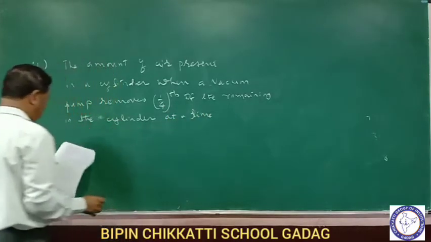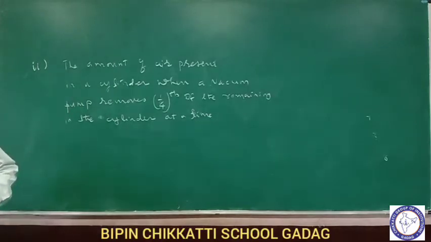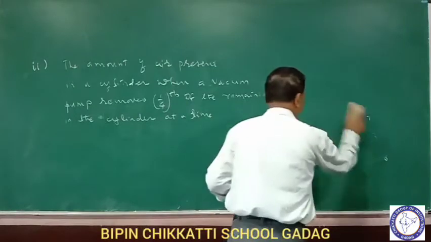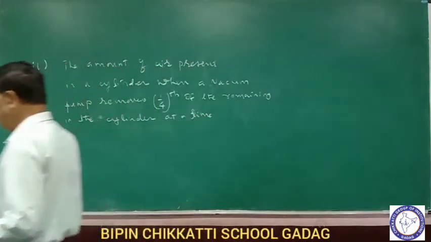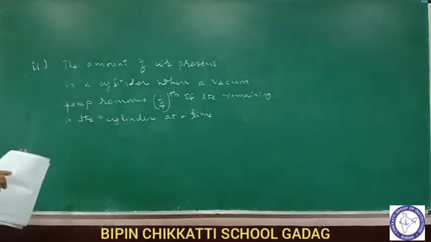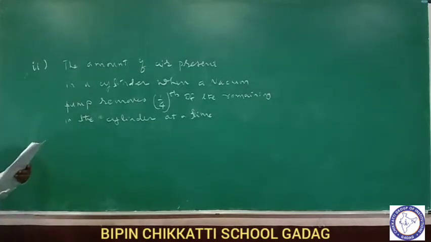See, in this situation you find the numbers, and accordingly you can see whether this forms an AP or not. The amount of air present in a cylinder when a vacuum pump removes 1/4 of the remaining air in the cylinder at a time. So here you have to understand what the air is the first time.